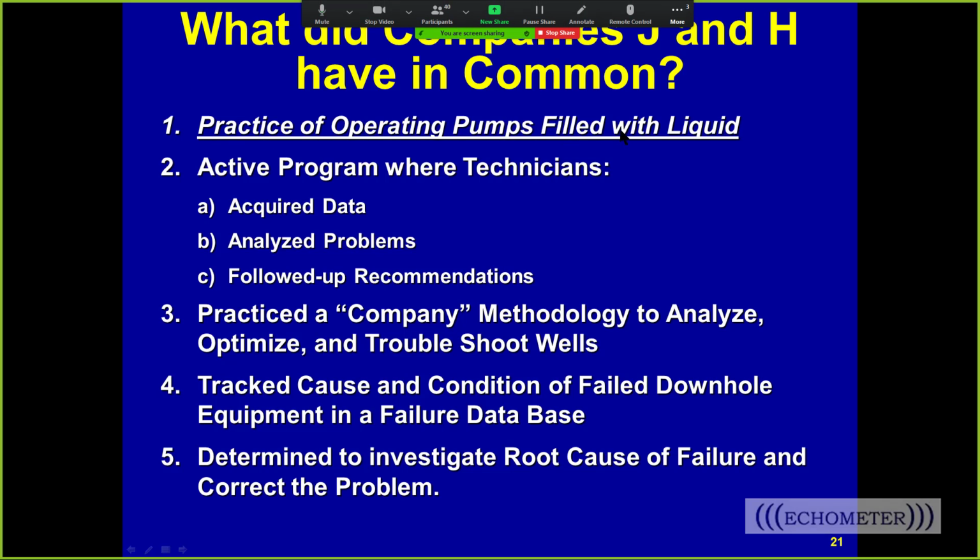We had a practice of operating with a pump filled with liquid. That was our number one practice. We had technicians that went from well to well to acquire data, analyze problems, and then follow up on recommendations. We had a practice to optimize, analyze, and troubleshoot our wells, and we tracked cause and condition of the failed equipment, and we actively did failure meetings on a monthly or quarterly basis. And then we also did root cause failure analysis of the failures, and that's what we had in common, even though we thought the most important thing was our sucker rod design software, which had no impact at all.